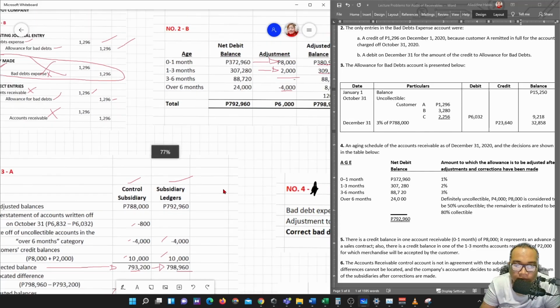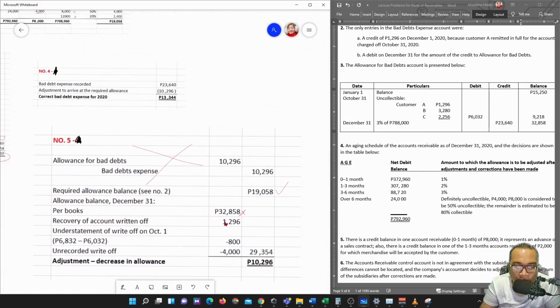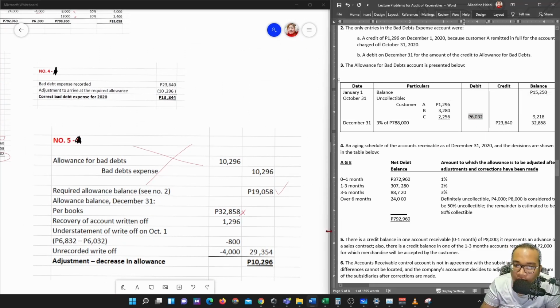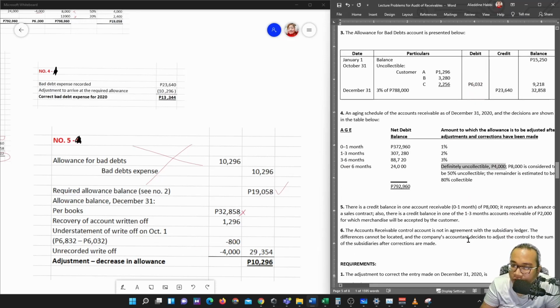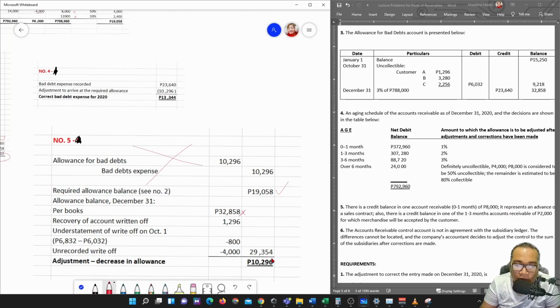Idagdag siya dito pabalik. Next is yung understatement sa write-off mo, yung ito. Kulang ka ng 800. And yung unrecorded write-off, yung ito. Definite and collectible pero hindi siya na-record. So with that, yung adjusted allowance balance mo as of December 31 per books should be 29,354. Yan na ngayon yung i-a-adjust mo para marating yung tamang, yung required allowance balance na kinumpute natin using the aging of receivables.